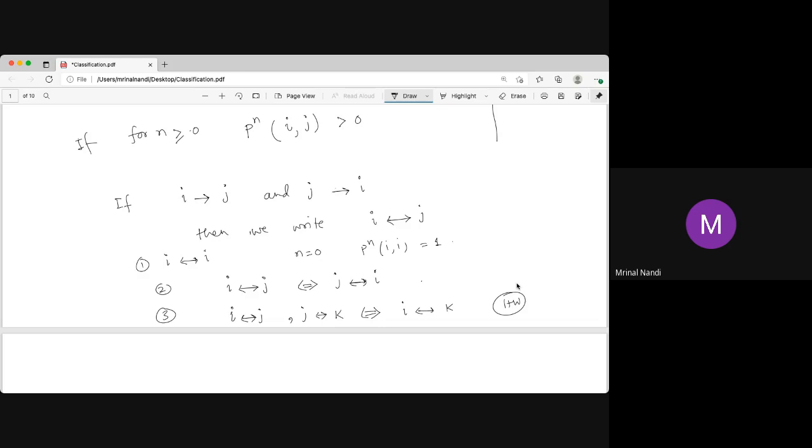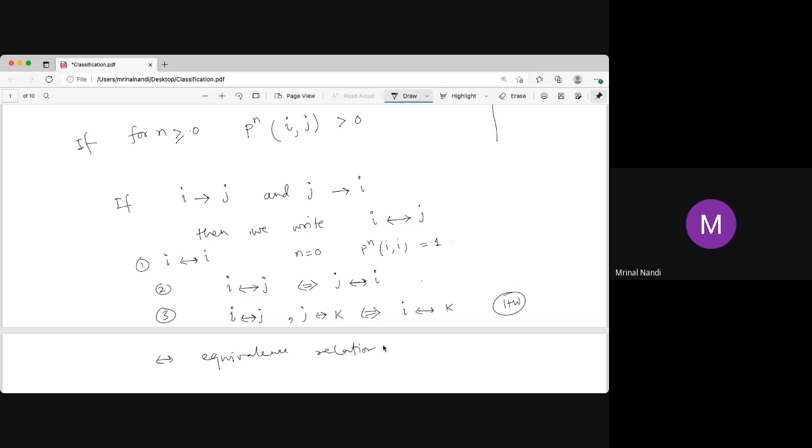Maybe it is 12 steps from i to j and 18 steps from j to k, or maybe the other way, from i to l and l to k. So that is at least 1/4, half times half. So it is positive. So the relation is reflexive, symmetric, and transitive. That's why this is an equivalence relation.